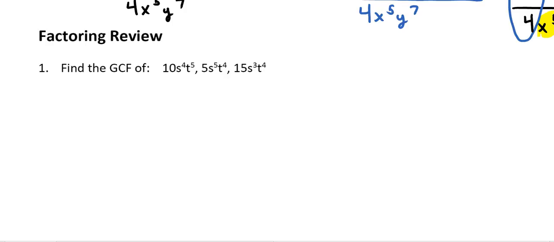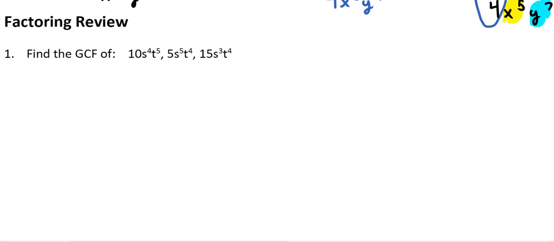Factoring now. Find the GCF of this expression right here. Okay, so when you're finding the GCF, I would first highlight the numbers. So my numbers are 10, 5, and 15, and the biggest number that I can take out of 10, 5, and 15 would be just 5.